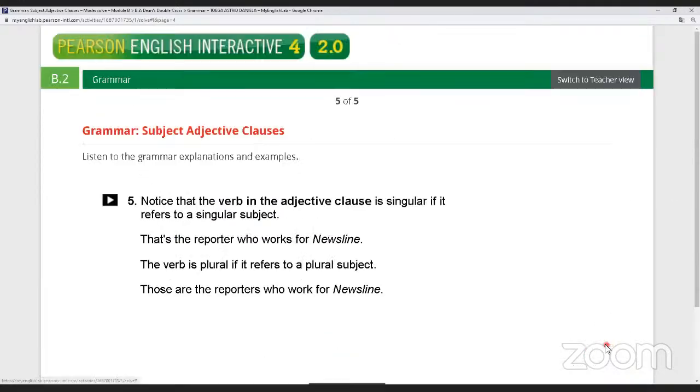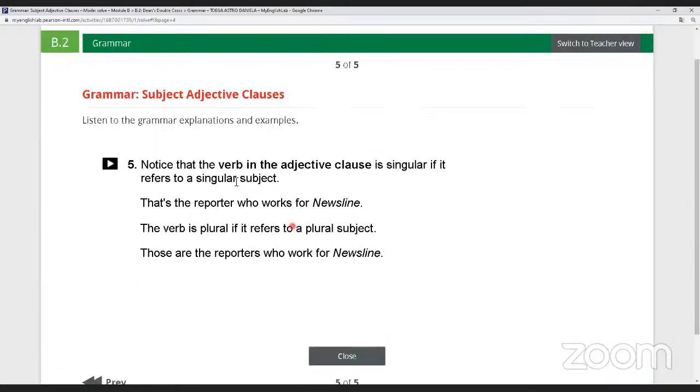I guess we have that in point number 5. Oh, yes, so let's listen to it. Notice that the verb in the adjective clause is singular if it refers to a singular subject. That's the reporter who works for Newsline. The verb is plural if it refers to a plural subject. Those are the reporters who work for Newsline.